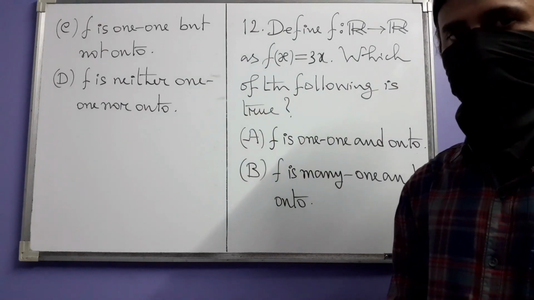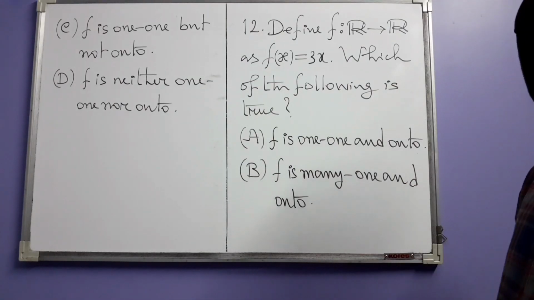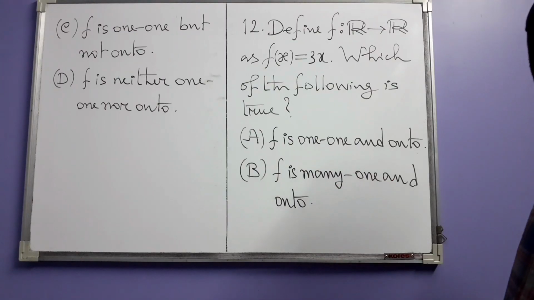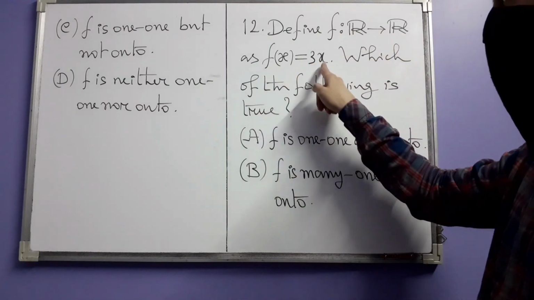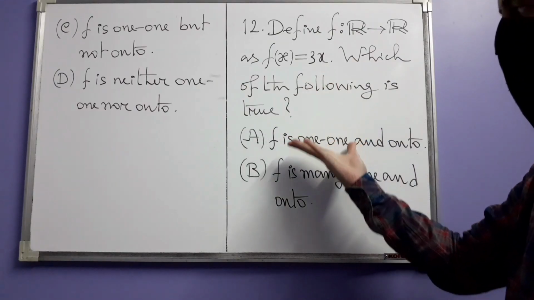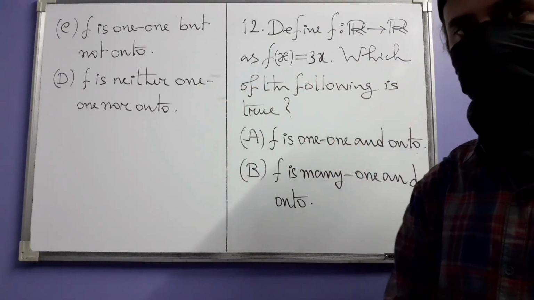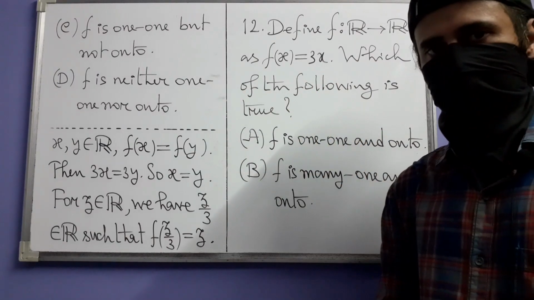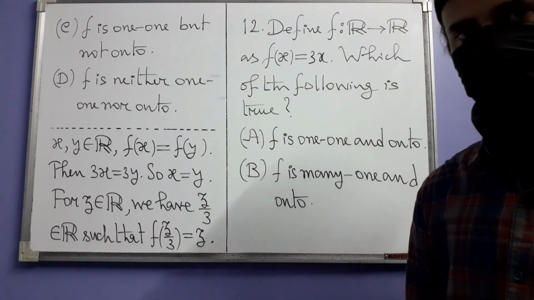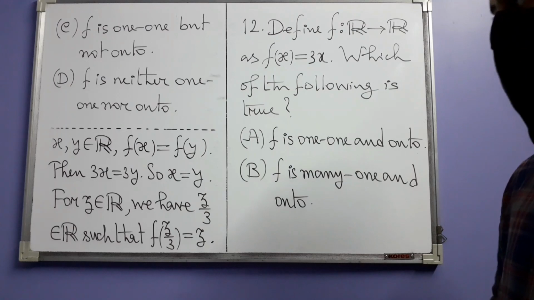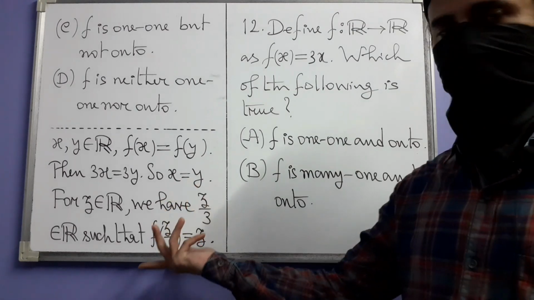And finally we have number 12, which is similar, but the function is different. Again f maps R into R, but this time f of x is equal to 3x, and the same options, exact same options. In this case the function is a bijection, it's both 1-1 as well as onto, and that is pretty easy to see. You just go for the verification.